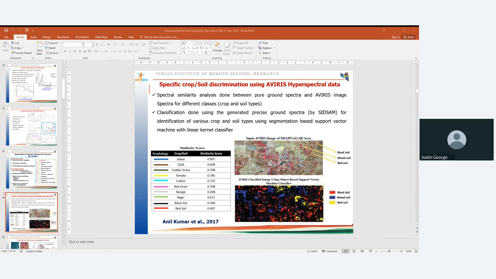The precise spectral library by the SIDSAM method was used for classification and identification of various crops as well as the soil types. And the technique used was a segmentation-based support vector machine with a linear kernel classifier. I hope you are able to see the classified outputs.